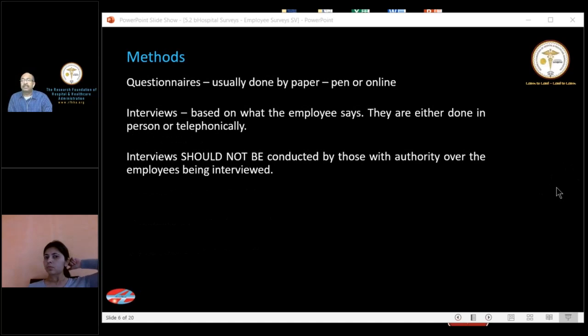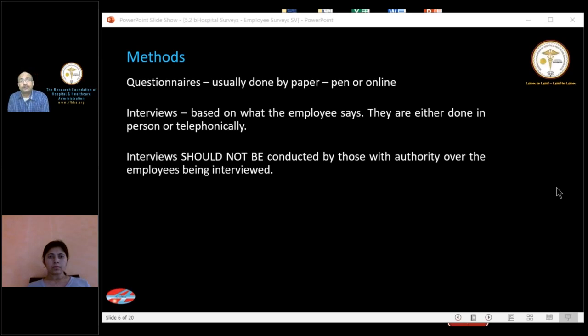So what are the methods of doing employee surveys? Questionnaire by far is the most common, and we can use multiple kinds of questionnaires. You can have a closed-ended questionnaire where the responses are fixed and the employees can only select one of the options given, or you could provide a little open-ended one where the employees are able to write in their own words what response they feel is the correct response for your questions.